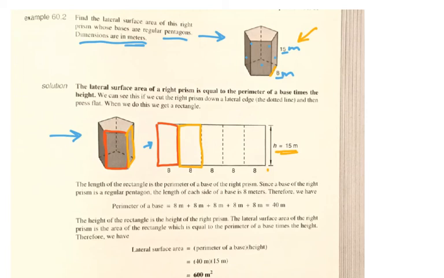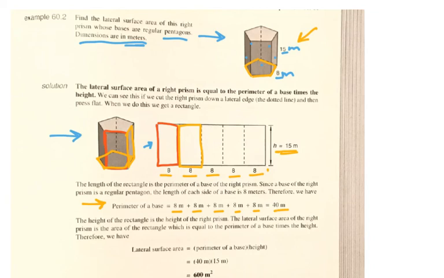And it means 8 units are the base of each of these rectangles. So we have 8, 8, 8, 8, and 8 to make the whole way around. And so if we're looking at the perimeter of that pentagon, if we added all those 8s together, we get the perimeter of that base. So that's the first thing we're going to focus on, is adding those together. 8 plus 8 plus 8 plus 8 plus 8 equals 40 meters. So that's the distance around the base.